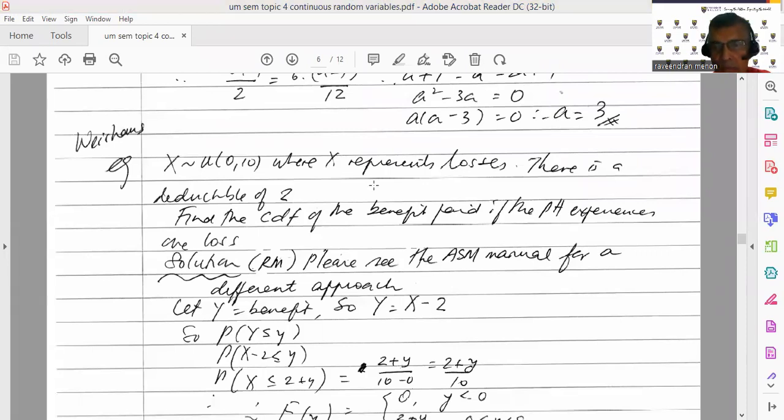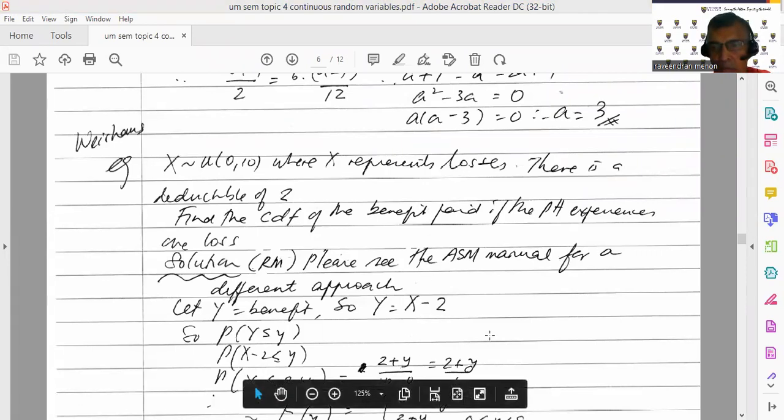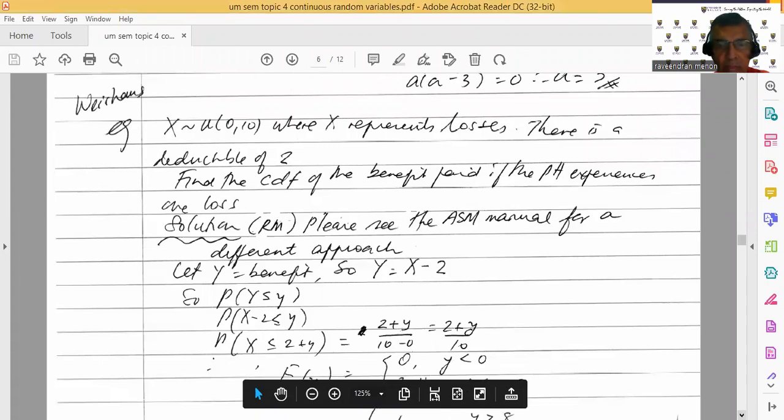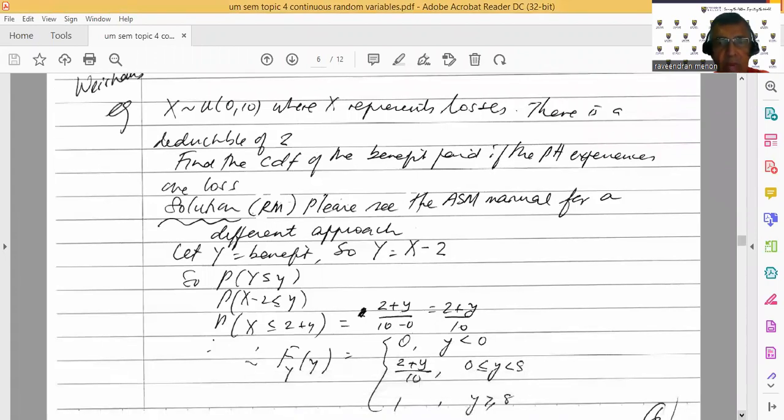You're told that X is uniformly distributed between 0 and 10, right? X is uniformly distributed between 0 and 10. And what else? The X represents losses, yeah? Okay, represents losses. There is a deductible of how much? 2. Okay, a deductible of 2.